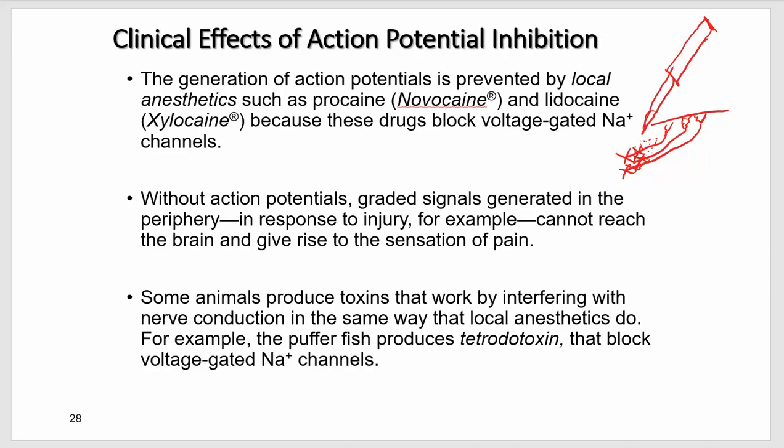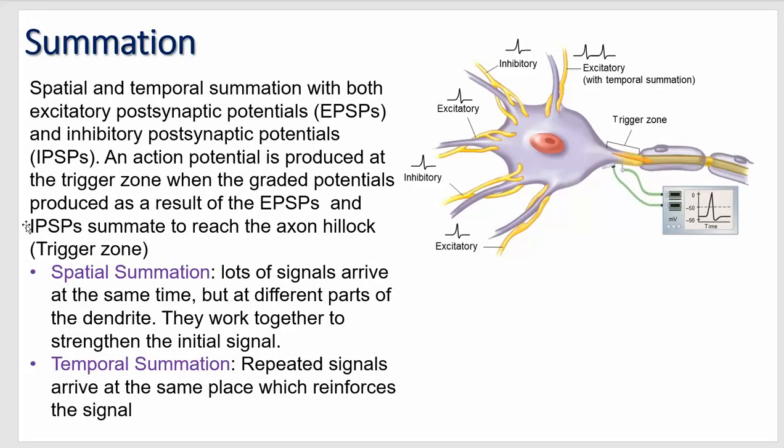There are toxins. Some animals produce toxins that work by interfering with nerve conduction in the same way that local anesthetics do. For example, the pufferfish produces something called tetrodotoxin, and that also blocks voltage-gated sodium channels, but it's not as nice of an outcome because that can actually cause death.